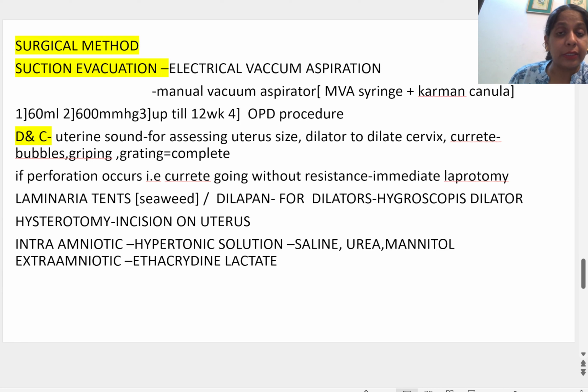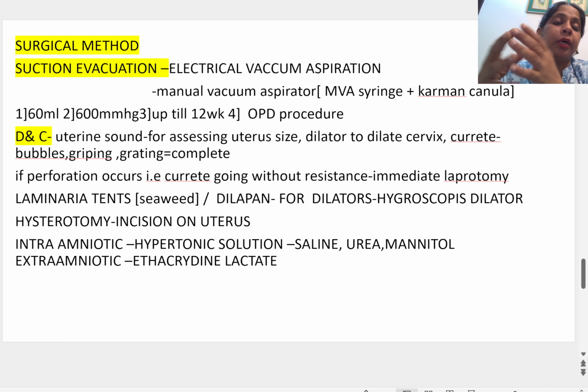Laminaria is a seaweed, and abroad they use Dilapan, a synthetic dilator of the cervix. Their mechanism is that they are hygroscopic dilators. If none of these work, then we have to do hysterotomy. What is hysterotomy? We give an incision on the uterus, and then we expel the products.